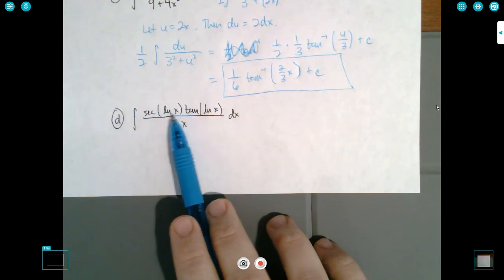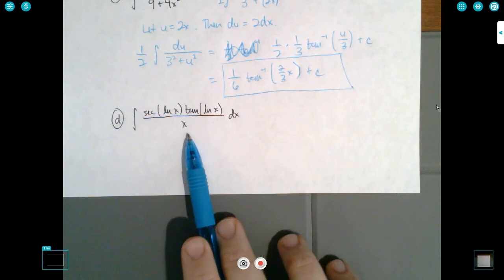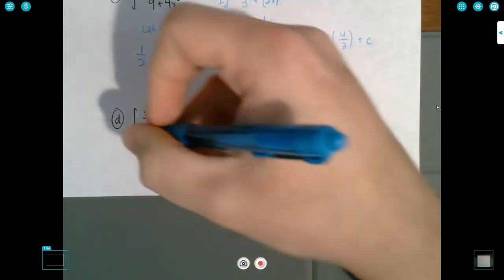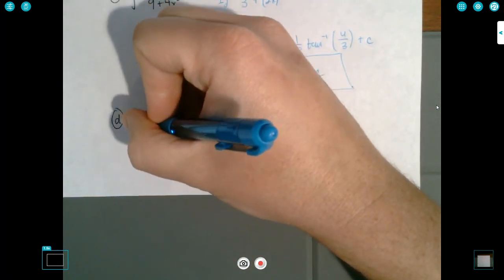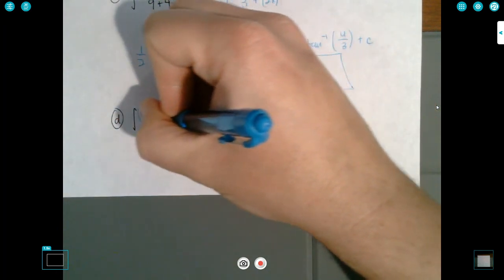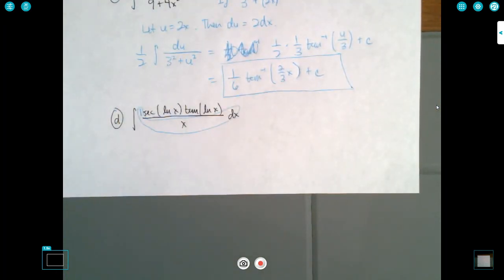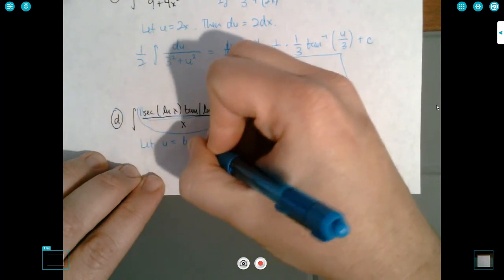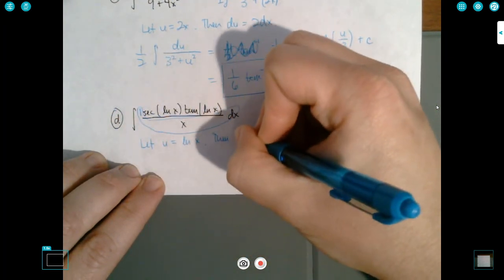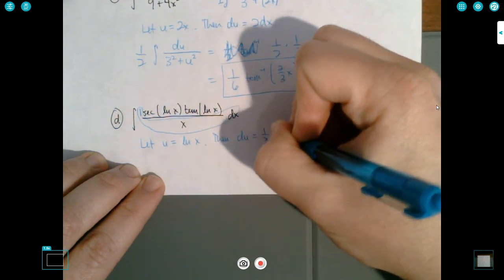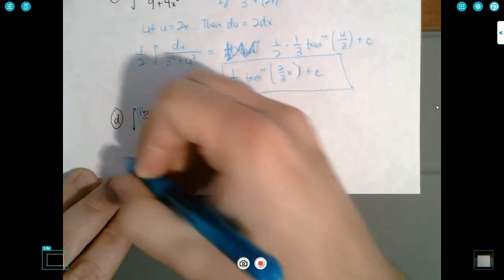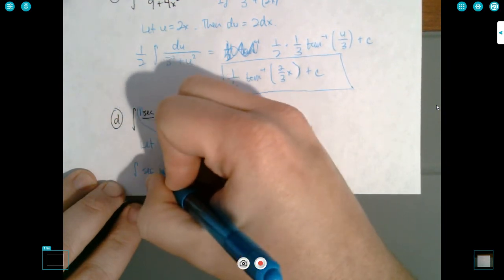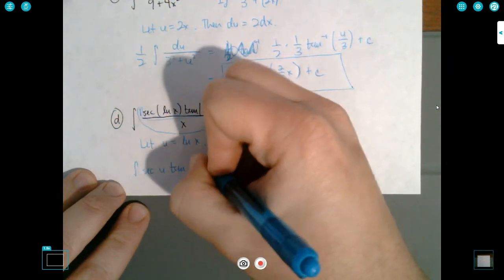If you let u be natural log of x, then du is going to be 1 over x dx, right? So this 1 over x dx, that whole thing is going to be du. And you're just going to have secant u tangent u, right? So let u be ln of x. Then du is 1 over x dx. And we end up with integral of secant u tangent u du.